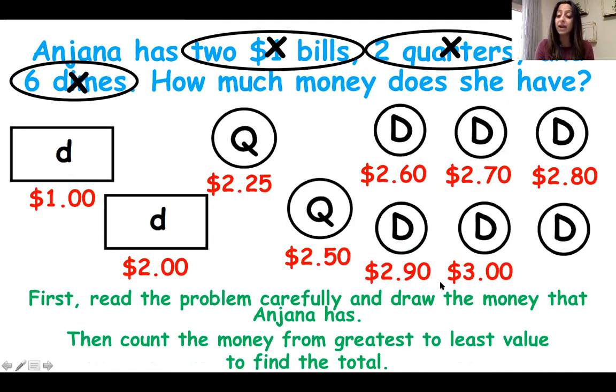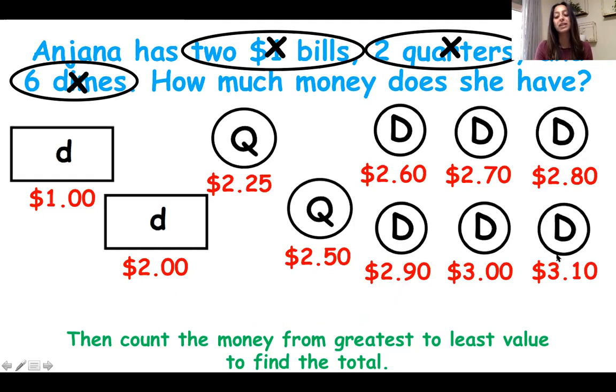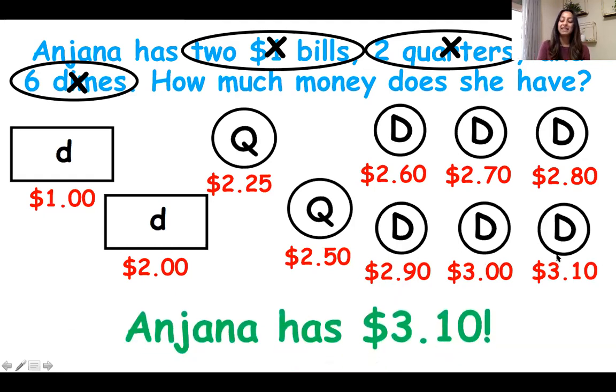$3. That's right. If we're counting by tens, after 290 comes 300. So after $2.90 comes $3. And then we just keep counting by tens starting at the beginning again. So $3, $3.10. Very nice. So Anjana has $3.10.